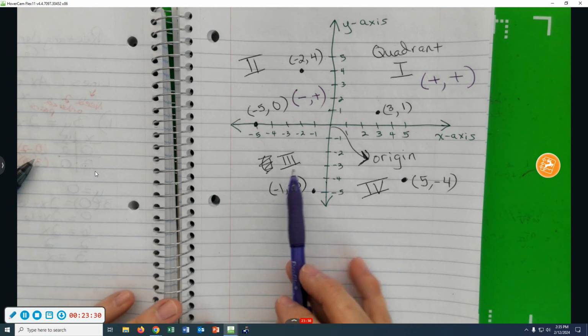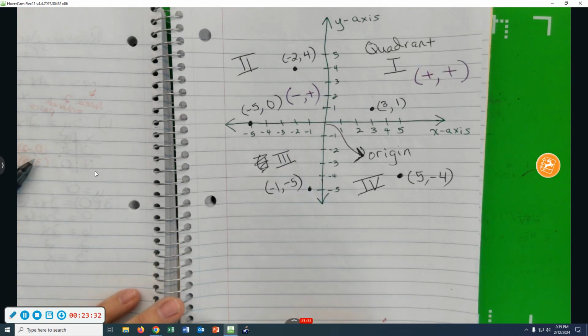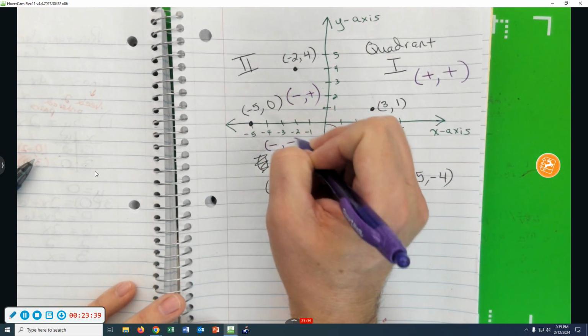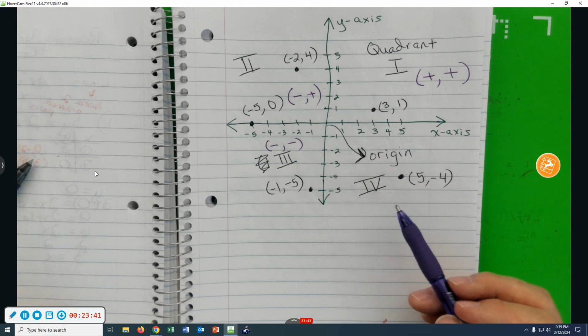What about the signs of every ordered pair in quadrant 3? Okay, you go left and down, so negative, negative. What about quadrant 4?